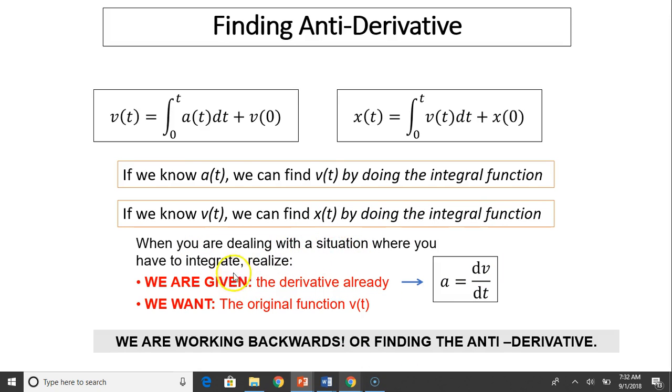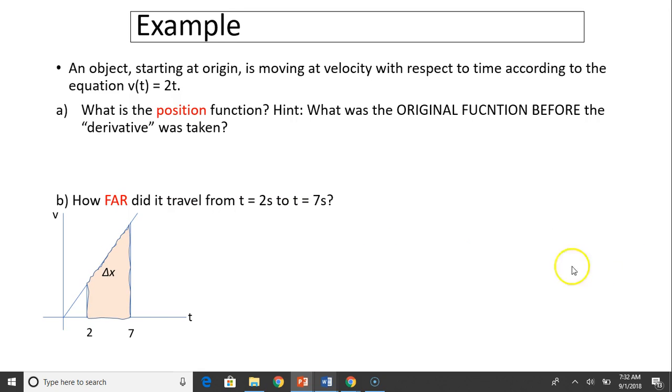When we're dealing with situations where we have to integrate, realize what we're given, a(t). What is a(t)? a(t) is the derivative. We're given the derivative. We're trying to find the original function, v. So this is the case of working backwards to find the antiderivative. So to find that, let's use an example.